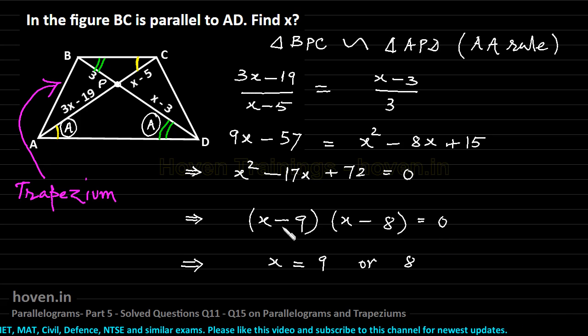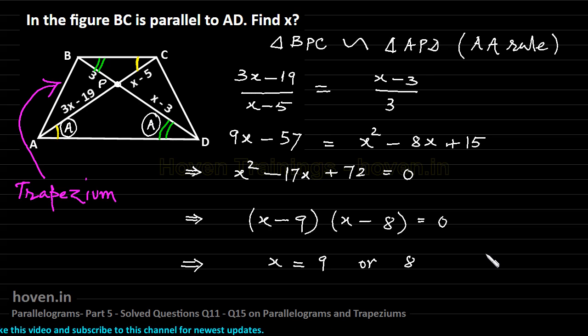Or even otherwise, x minus 9 into x minus 8 equal to 0 means x equal to 9 and x equal to 8 are the two roots of this equation. So x can have two values, 9 and 8 in this case. Let us move to our next question now.